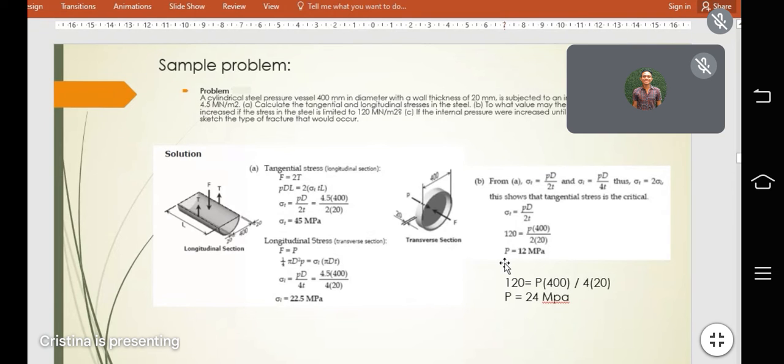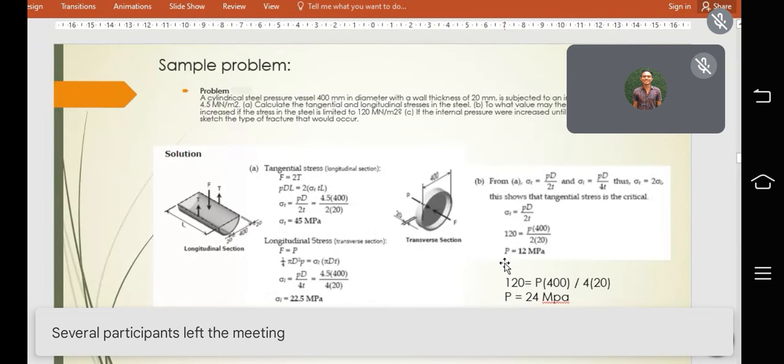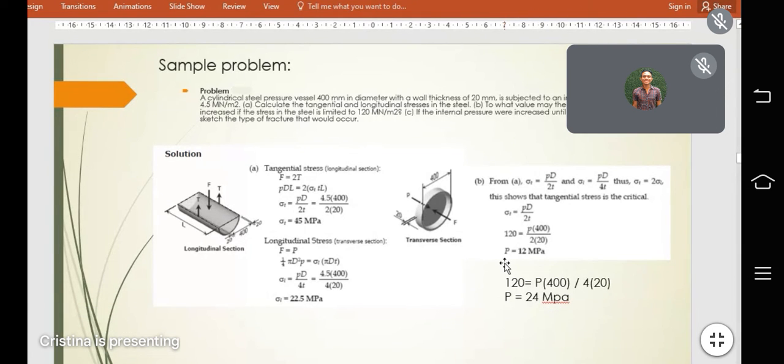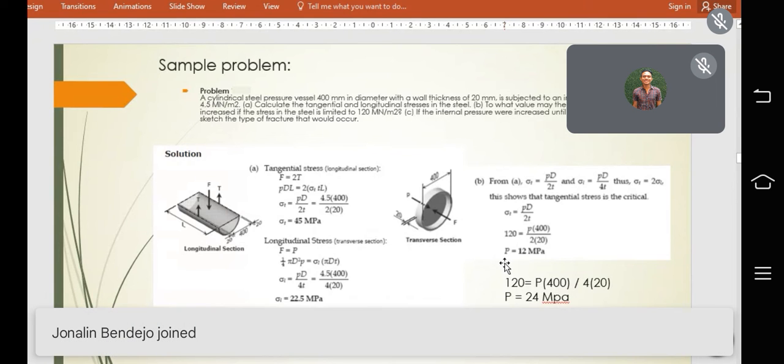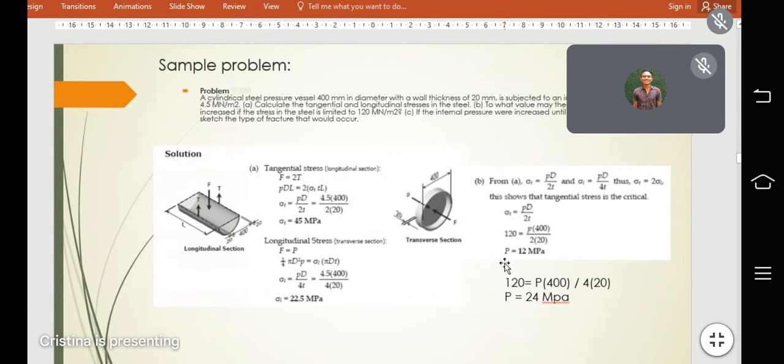Okay? Did you get it? We are not allowed to use 24 here because we are limited to 120 meganewtons per m squared. It exceeds the limit if the pressure is 24. For the tangential, 24 times 400 divided by 4 divided by 20, we have 120, which is okay. But for the longitudinal, it would exceed our 120 limit. Okay? Did you get it?